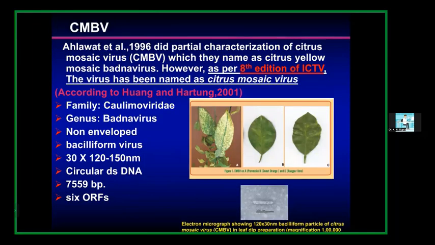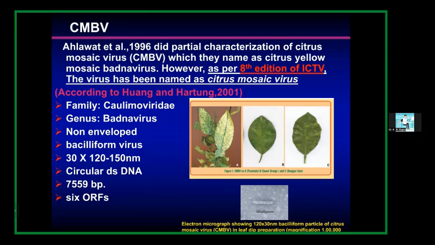In citrus mosaic badnavirus, Ahlawat et al. in 1996 did a partial characterization of citrus mosaic virus, which they named citrus yellow mosaic virus. Family Caulimoviridae, genus Badnavirus, non-enveloped bacilliform virus, 30 by 120 to 150 nm in diameter, circular DNA, and the full-length genome is 7559 base pairs and has 6 overlapping ORFs.